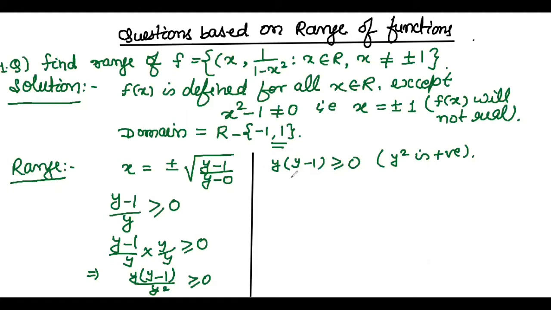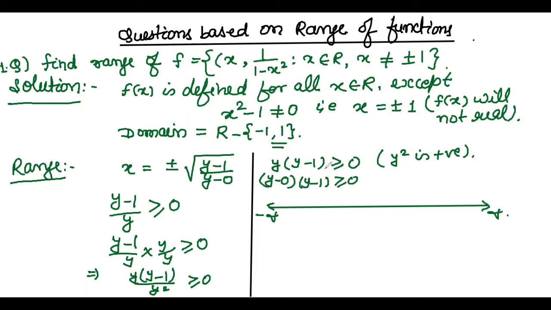Now, after this, we have to use the sign scheme. Sign scheme means we have to find the signs by using a number line. I'm going to draw a number line from minus infinity to plus infinity. And here it is y(y - 1), and we have to find where the whole is positive. We can write it as (y - 0)(y - 1) greater than or equal to 0.